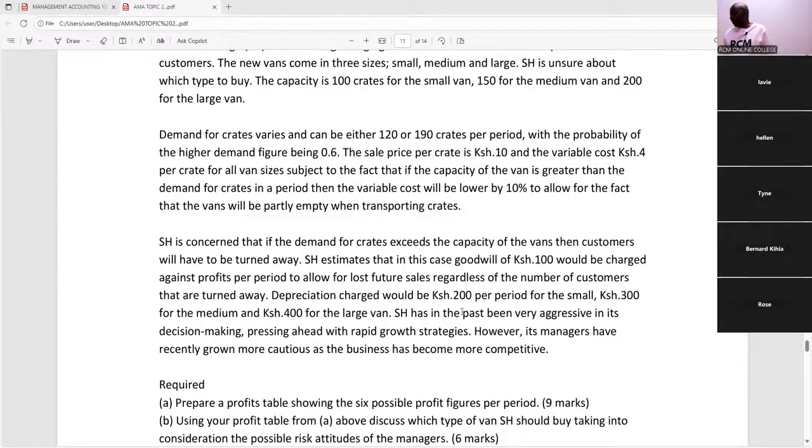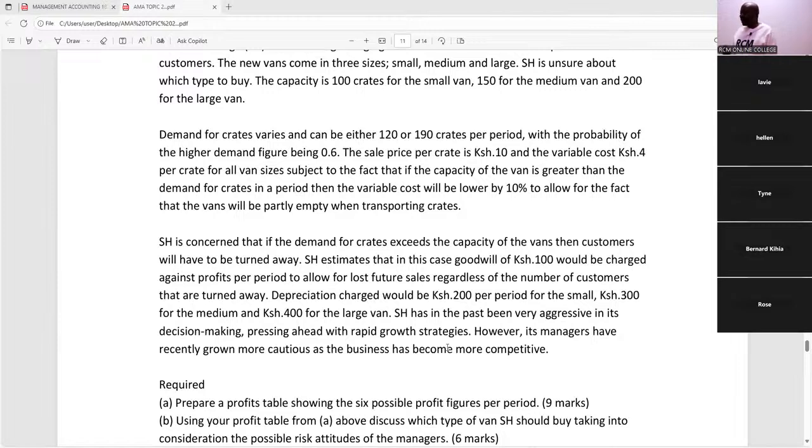Depreciation charge will be Kenya shillings 200 per period for small, 300 for medium, and 400 for the large van. Shifters Haulage has in the past been very aggressive in its decision making, pressing ahead with rapid growth strategies. So meaning, ladies and gentlemen, that Shifters Haulage is a risk-taking organization.